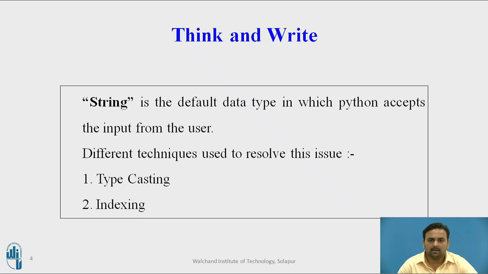So string is the default data type in which Python accepts the user input, as we saw earlier. If you want to change it, there is a technique called typecasting, that we have seen earlier, and the second one is indexing. Using indexing also you can change it. So we will check its demo, then you will come to know better.